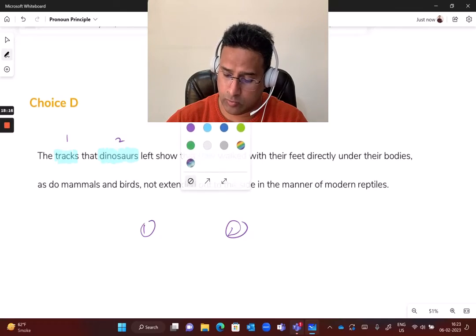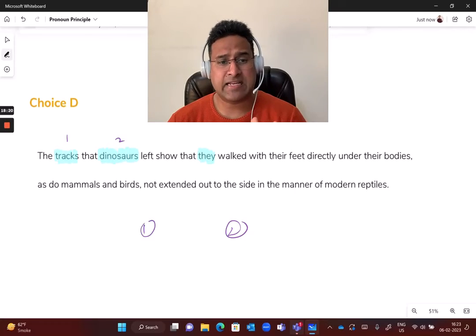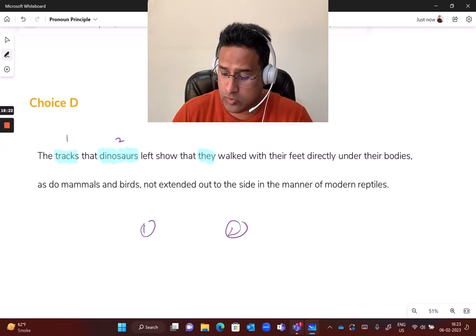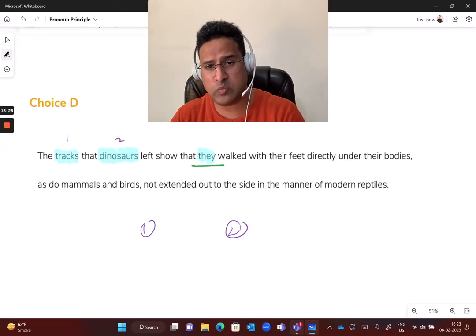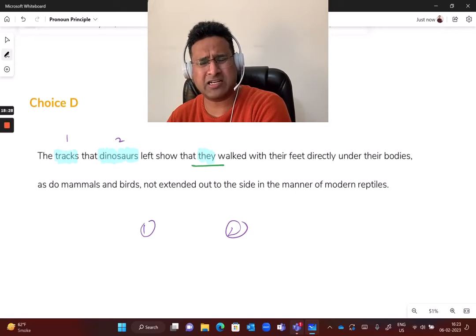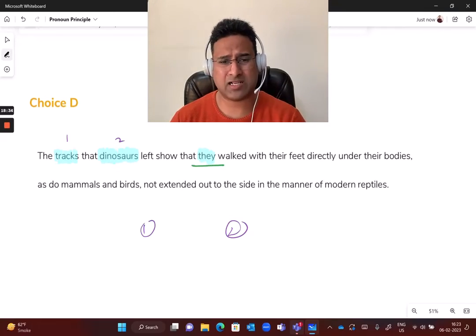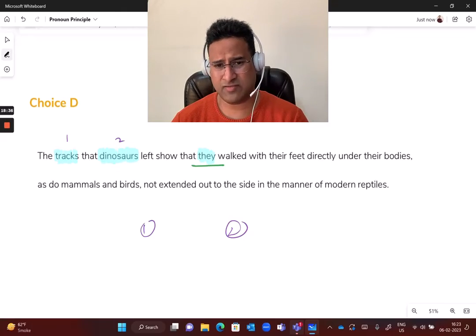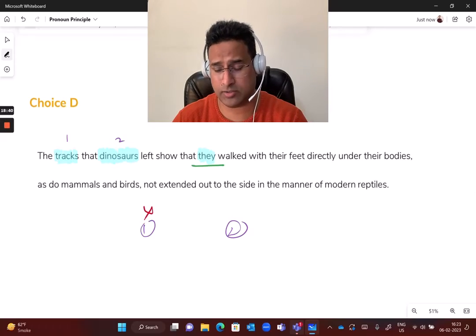Okay, so case 1. The tracks that dinosaurs left show that the tracks walked with their feet directly under their bodies. Okay, so this doesn't make much sense, does it? How can tracks walk with their feet? Tracks, first of all, don't walk, nor do they have feet, so 1 is actually pretty illogical.